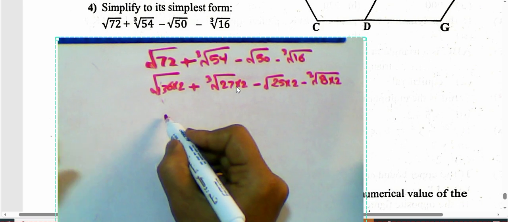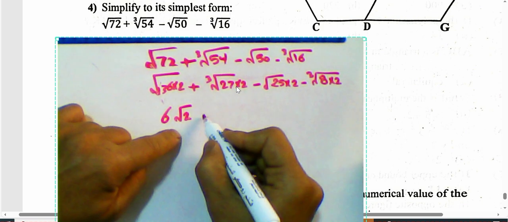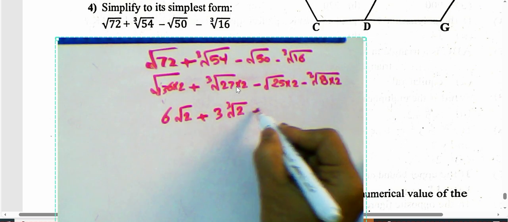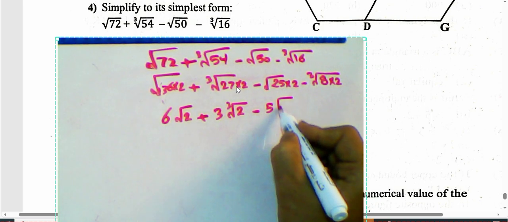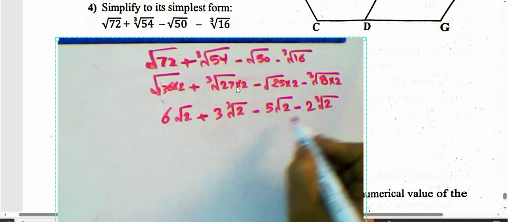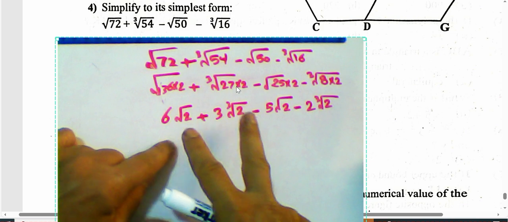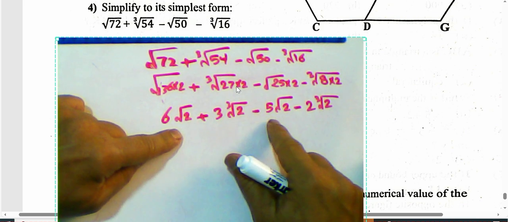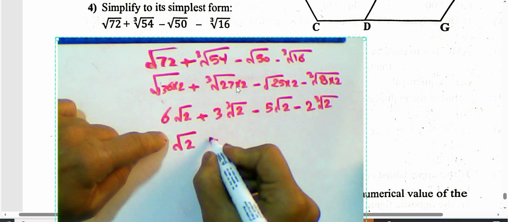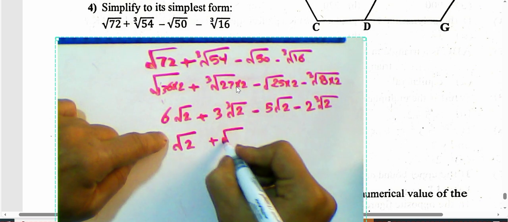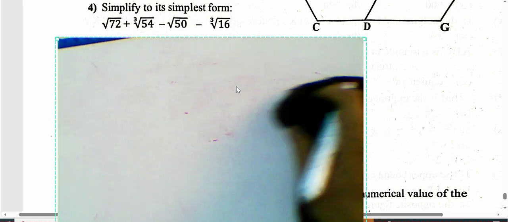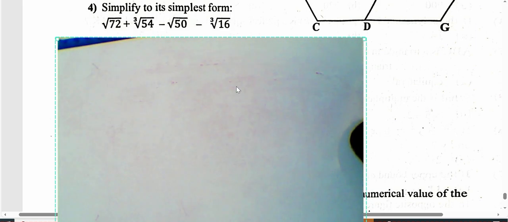Square root of 36 equals 6, then the answer will be 6 root 2. Cubic root of 27 is 3, 3 multiplied by cubic root of 2. Subtract square root of 25, 5 square root of 2. Cubic root of 8 equals 2, so 2 cubic root of 2. We can sum this together and this together. 6 root 2 subtract 5 root 2 will be root 2. And those numbers here will be 3 minus 2, which is 1. It will be root 2 plus cubic root 2. Okay, this is the simplest form. Next question.